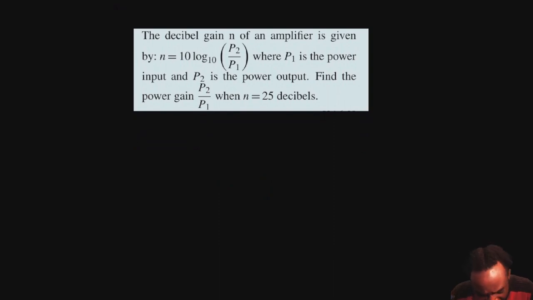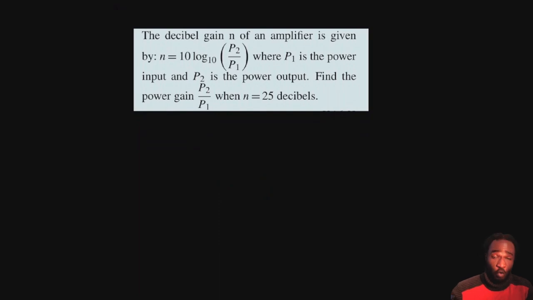Let us read it. The decibel gain n of an amplifier is given by n is equal to 10 log to the base of 10 p2 over p1, where p1 is a power input and p2 is a power output. Find the power gain p2 over p1 when n is equal to 25 decibels. So how do we solve this equation?